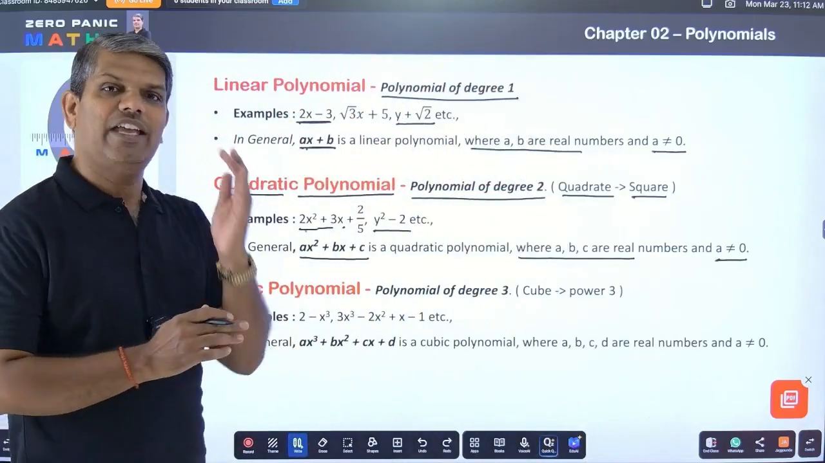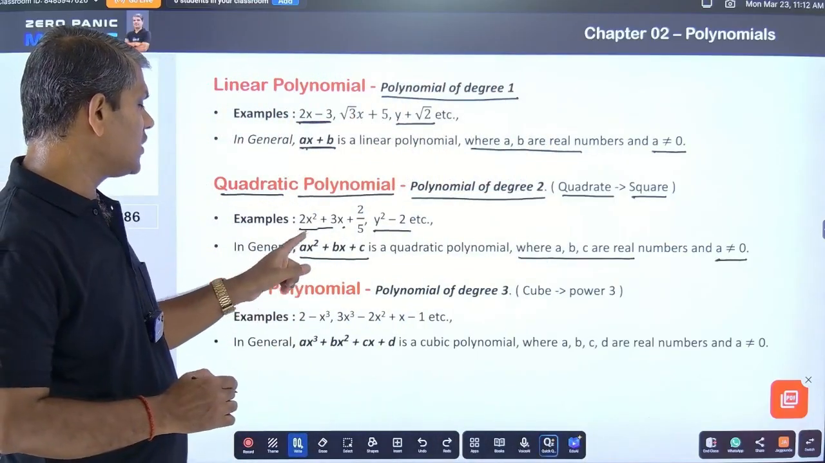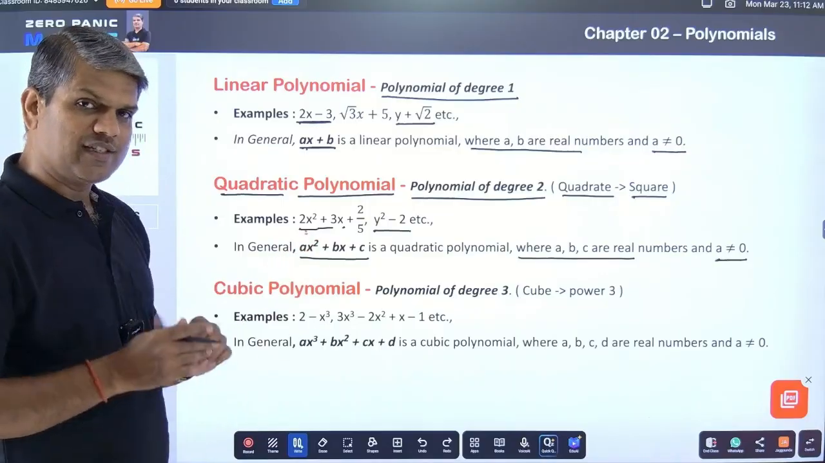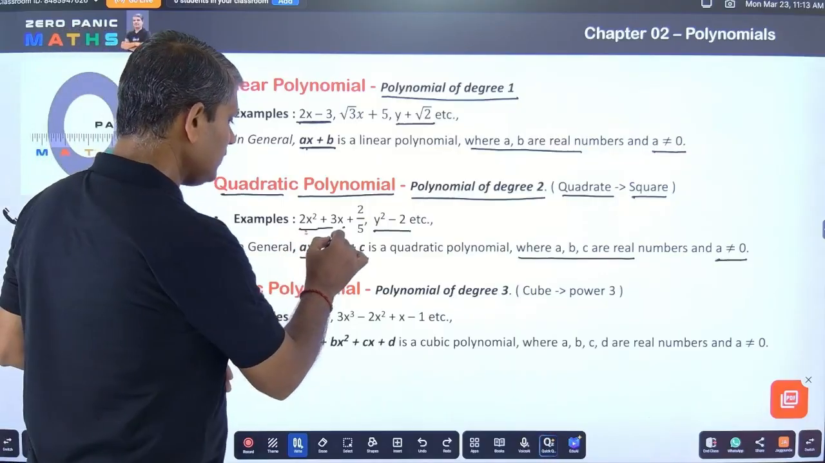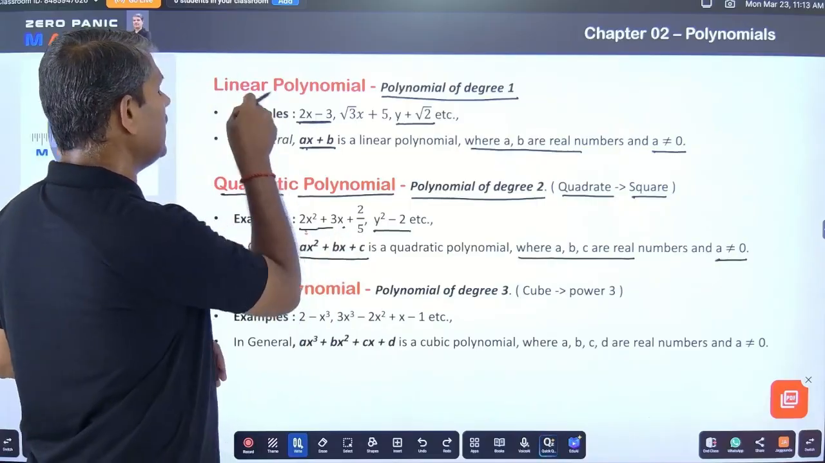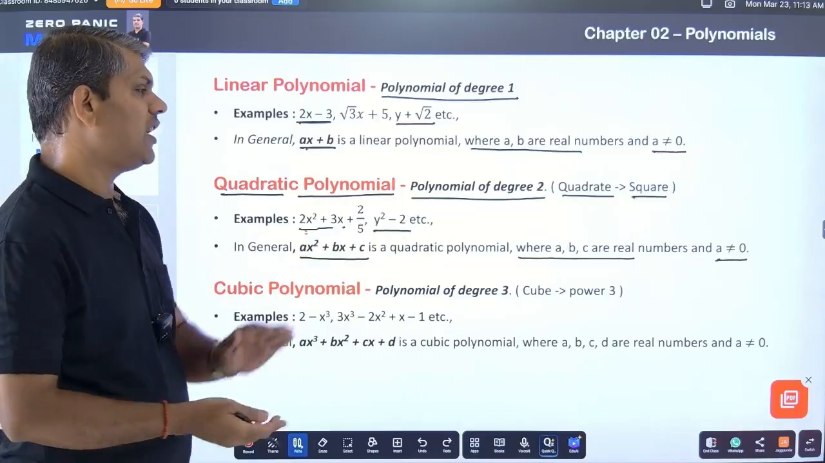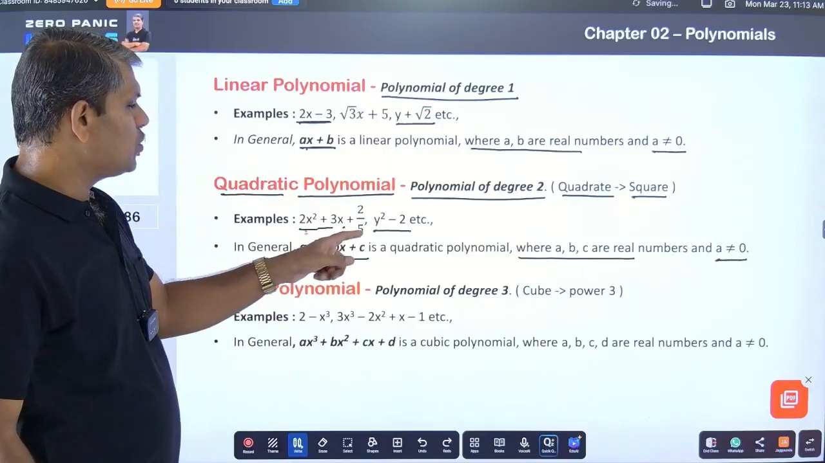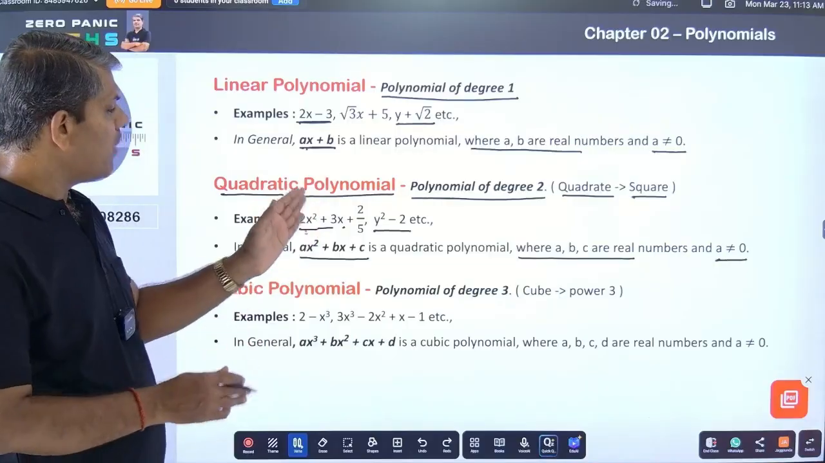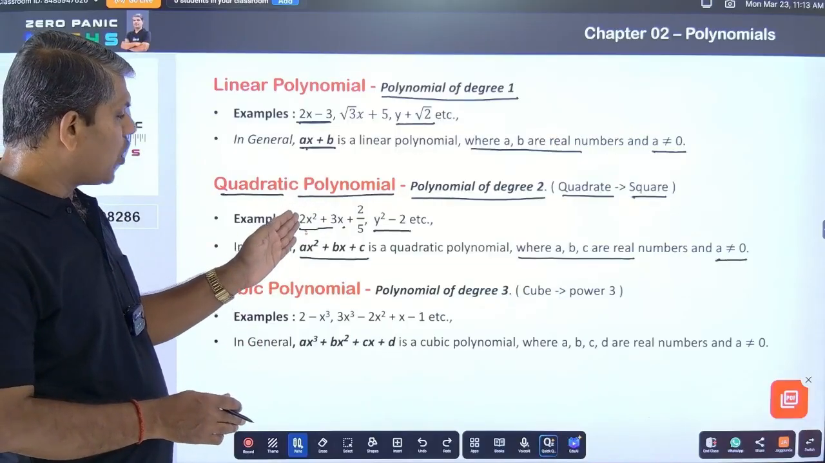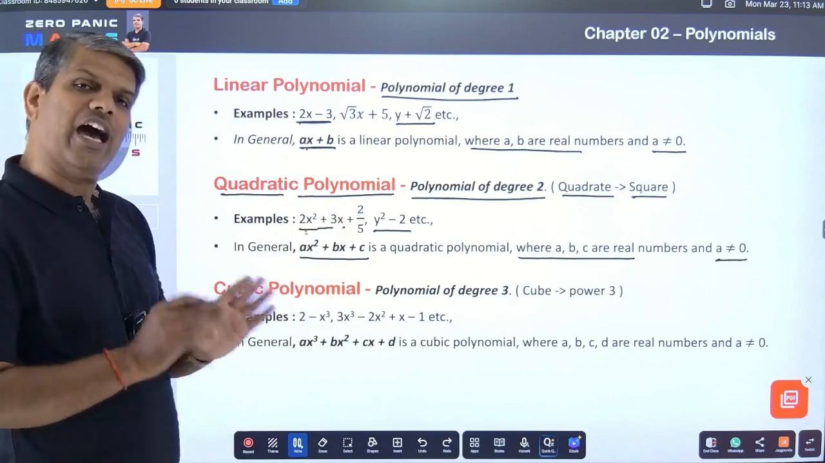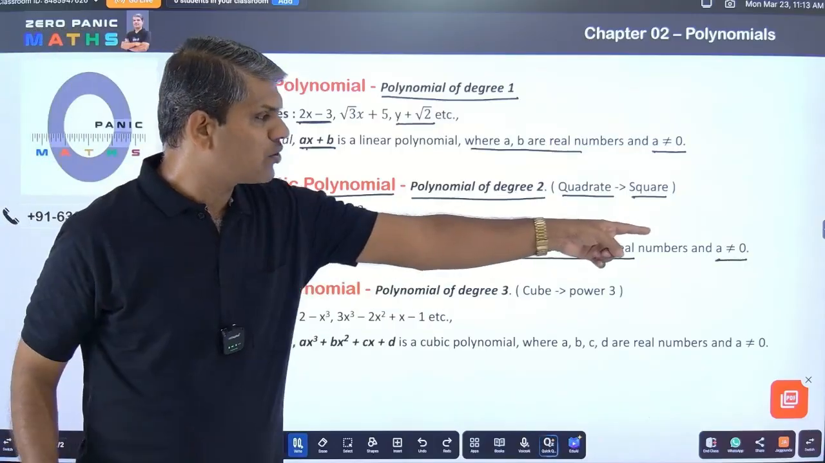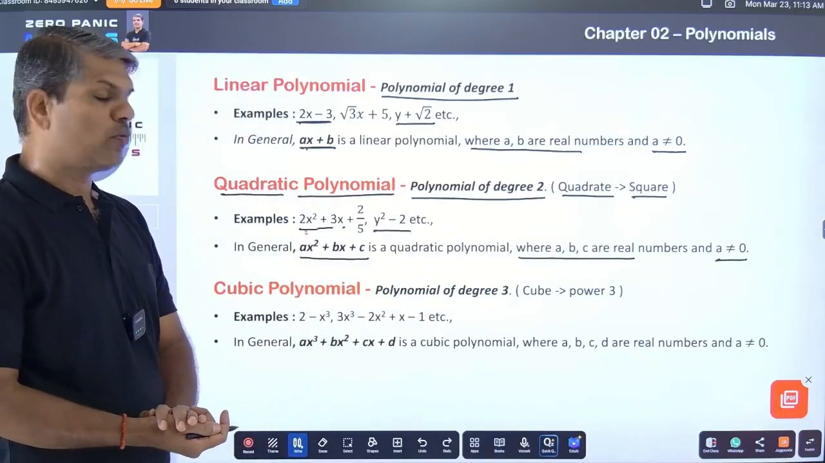We are having that condition a not equal to 0 here also, because making a equal to 0 will make this term x square as 0, so it will be bx plus c, that will become a linear polynomial. Okay, that is the reason we are having that condition. And also observe that we are saying a, b, c are real numbers. That is the reason 2 by 5 in constant term, or any fraction in coefficients of x square are allowed, because those are all real numbers. Okay, and in addition to that, you should have a condition that a should not be equal to 0.